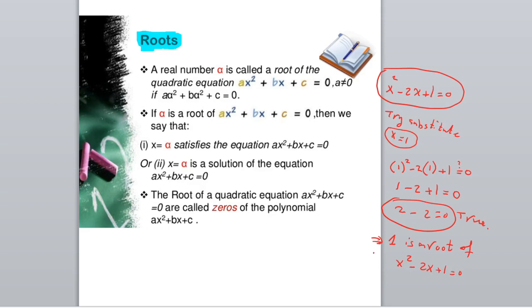If you substitute any other number, for example x equal 3, it will be 3 squared minus 2 times 3 plus 1. Does this equal 0? I'm checking if it is a root or not. 3 squared is 9, minus 6, plus 1. 9 plus 1 is 10, 10 minus 6 is 4. So 4 equal to 0? False. It means that 3 is not a root.